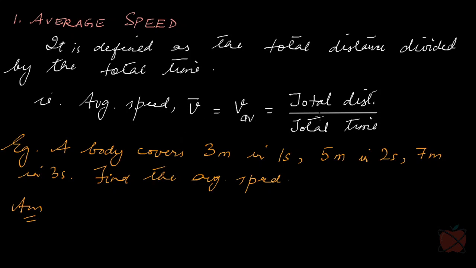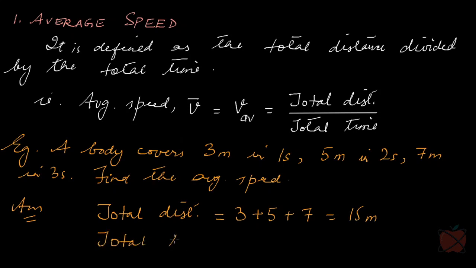We know that average speed is total distance divided by total time, so we first have to find the total distance. Total distance here is 3 meter plus 5 meter plus 7 meter, so this will be 15 meter. And the total time is 1 second plus 2 seconds plus 3 seconds, so this will be 6 seconds.